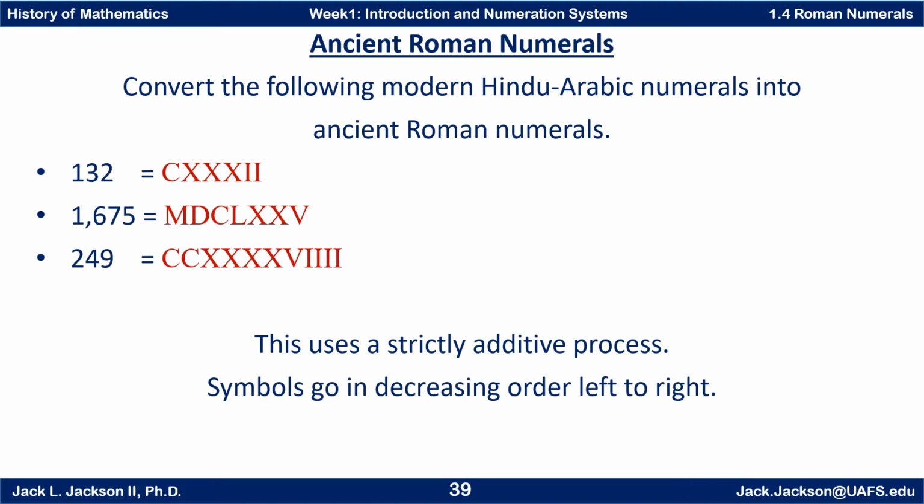132 means one group of 100 represented by a C, 3 groups of 10 represented by the 3 X's, and 2 units, or individual items, represented by the 2 I's. So the Roman numeral for 132 is CXXXII. This is entirely just a grouping in tens in this particular example, so this one is just like the Egyptian numerals but with different symbols.